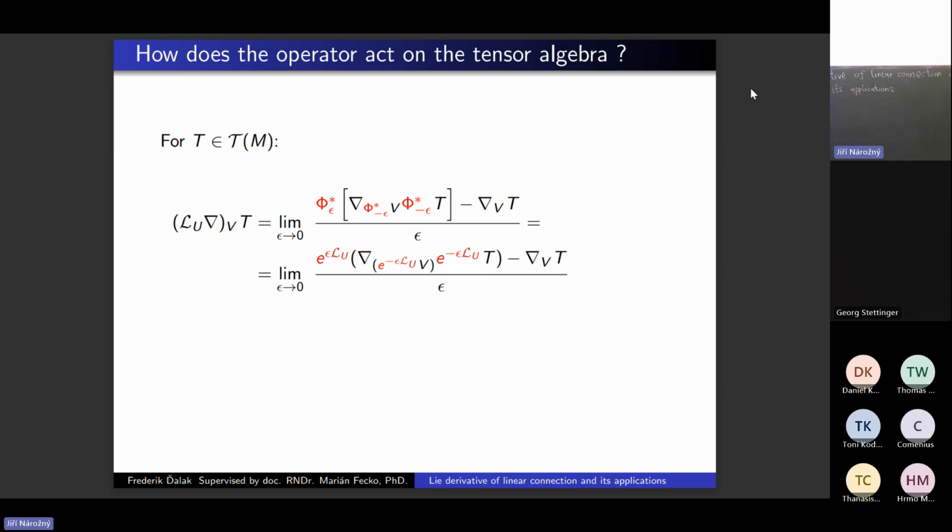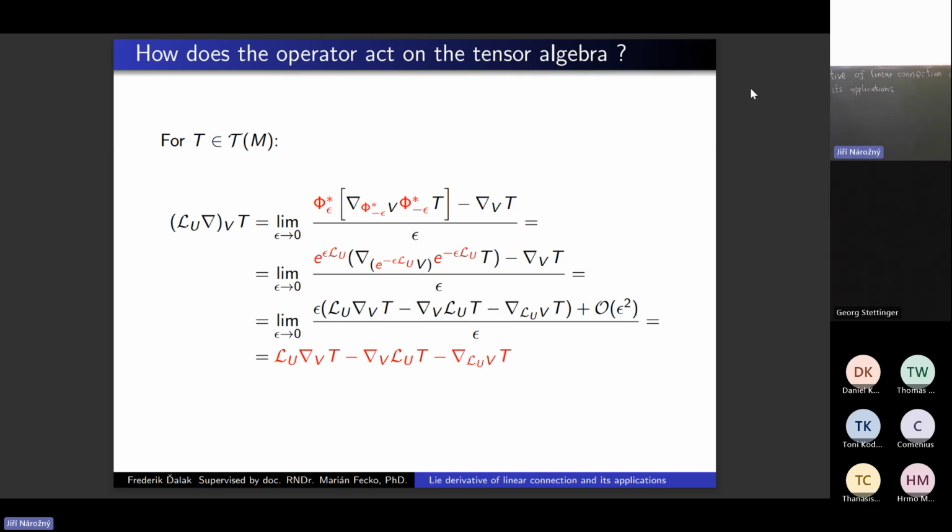Now we get a term with different exponentials of the Lie derivative in direction of u. All that is left to do is basically just expand these exponentials and gather the terms to the first order in epsilon. These are then, once epsilon goes to 0, going to provide our result. So what we end up with is that once we act with our operator on the tensor, we get these three following terms.